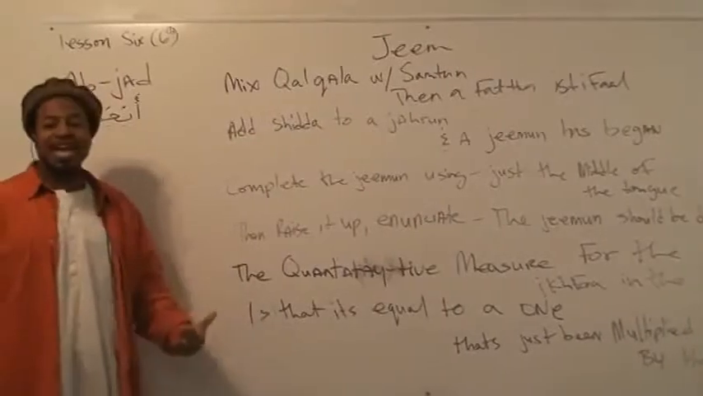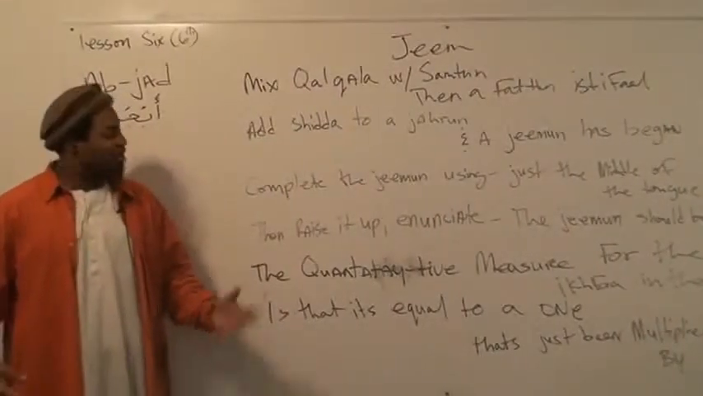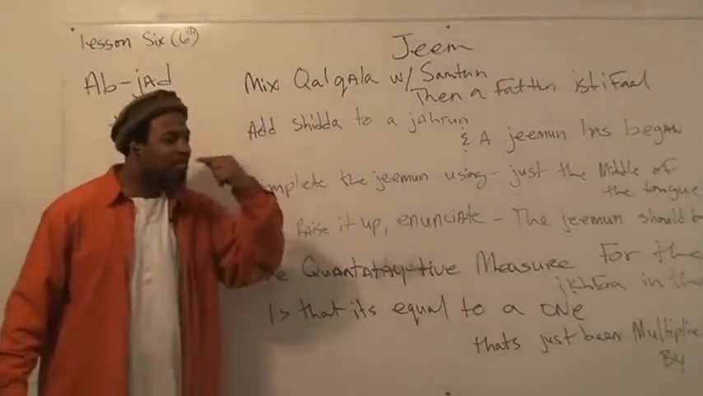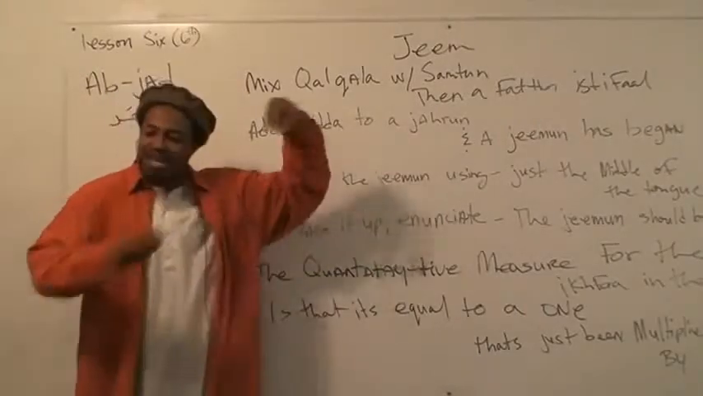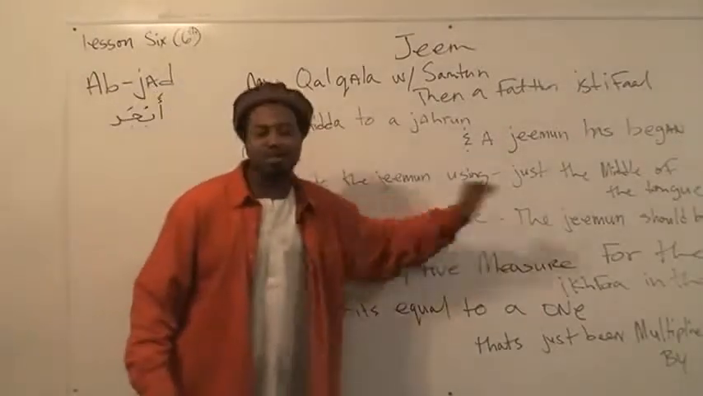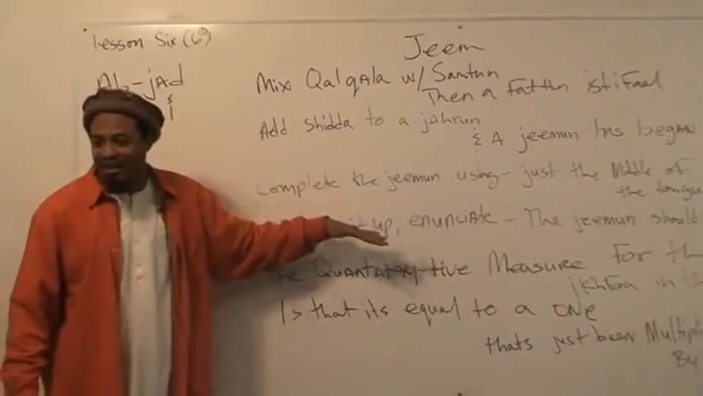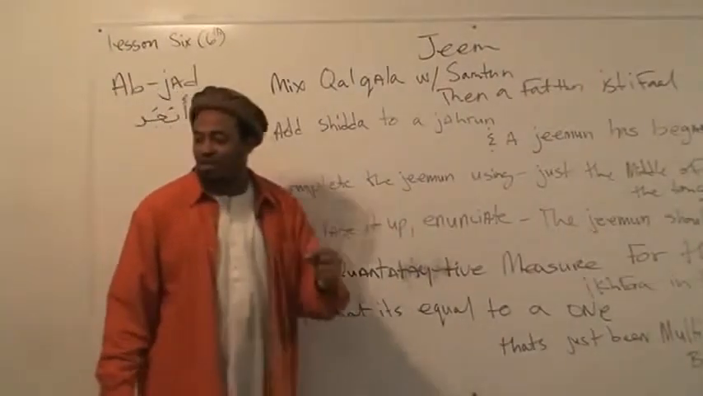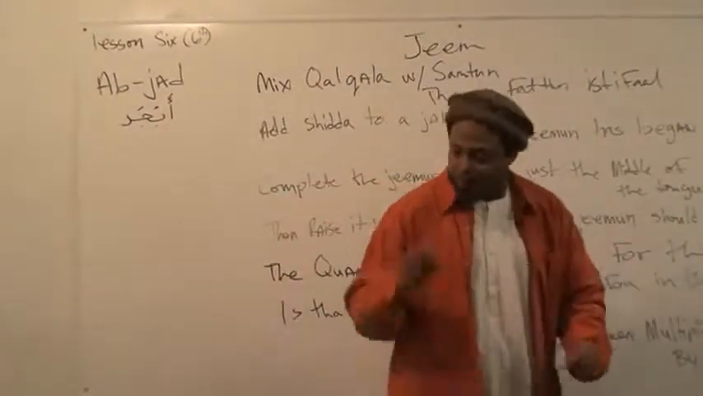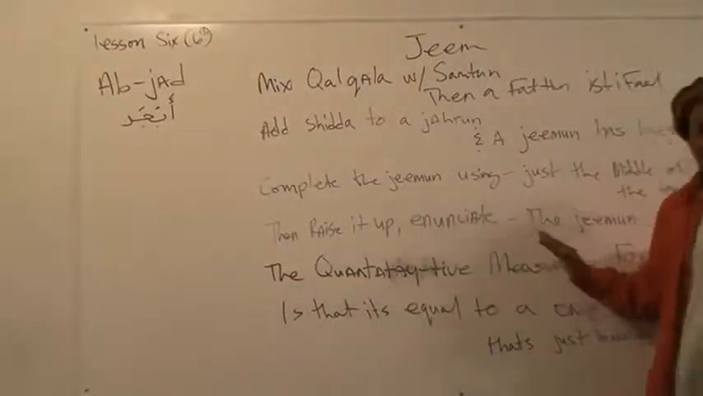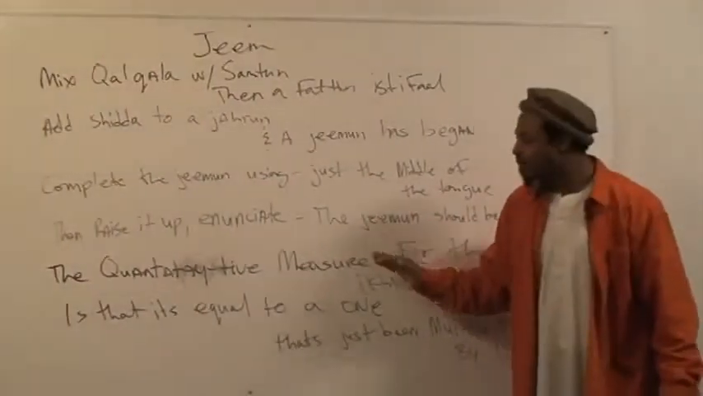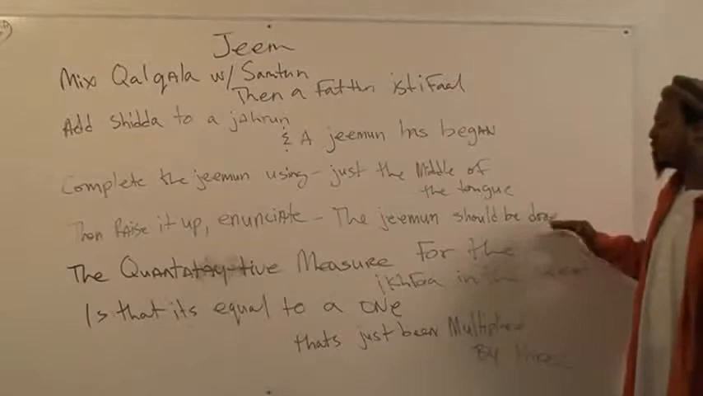So you say, ijja. You raise the middle of your tongue up, and you enunciate, that separation. The jim should be done. If you do it right like that, now you have properly pronounced with detail, dabtan, the letter jim. Okay? Just raise it up, enunciate, the jim should be done.